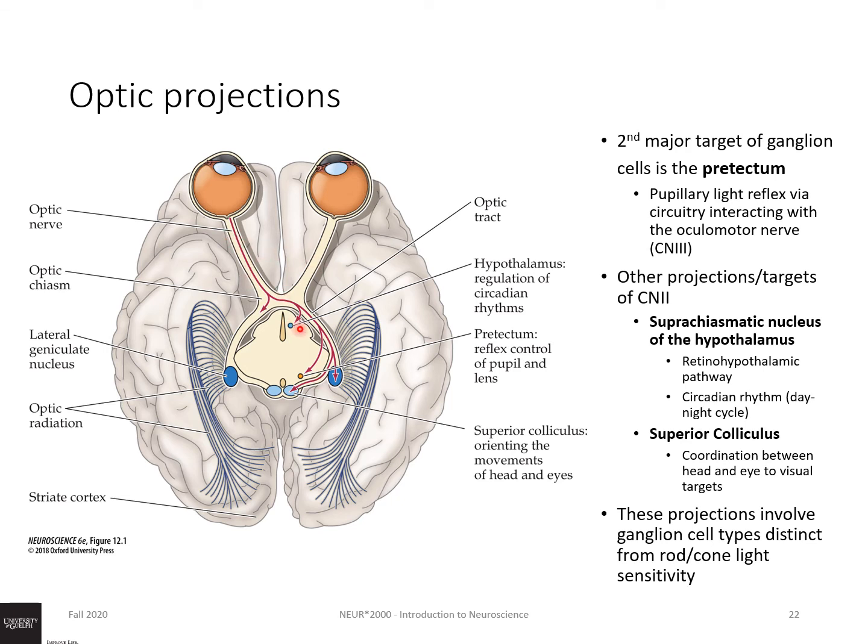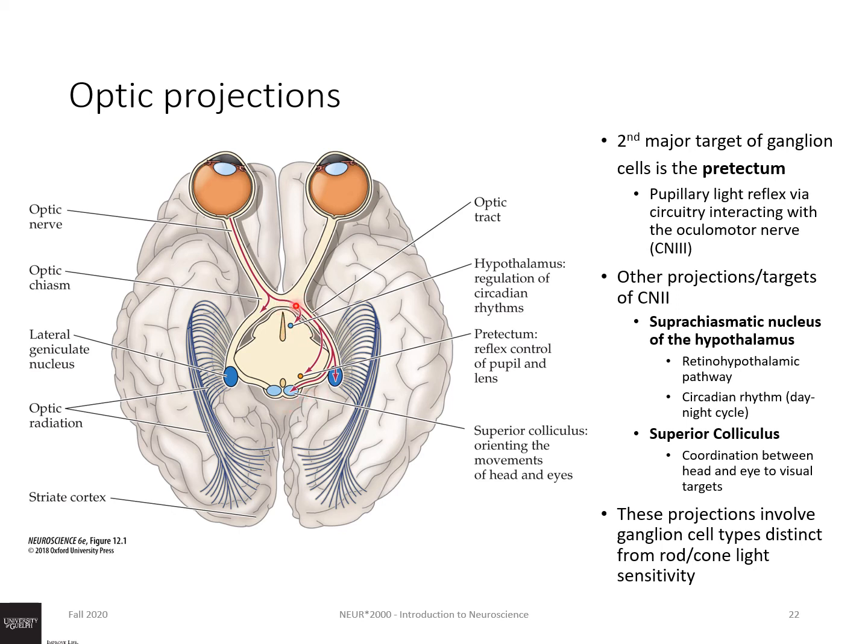So the suprachiasmatic nucleus here of the hypothalamus. This is involved in circadian rhythms, so maintaining a day-night cycle, so a sleep cycle. And then the superior colliculus.